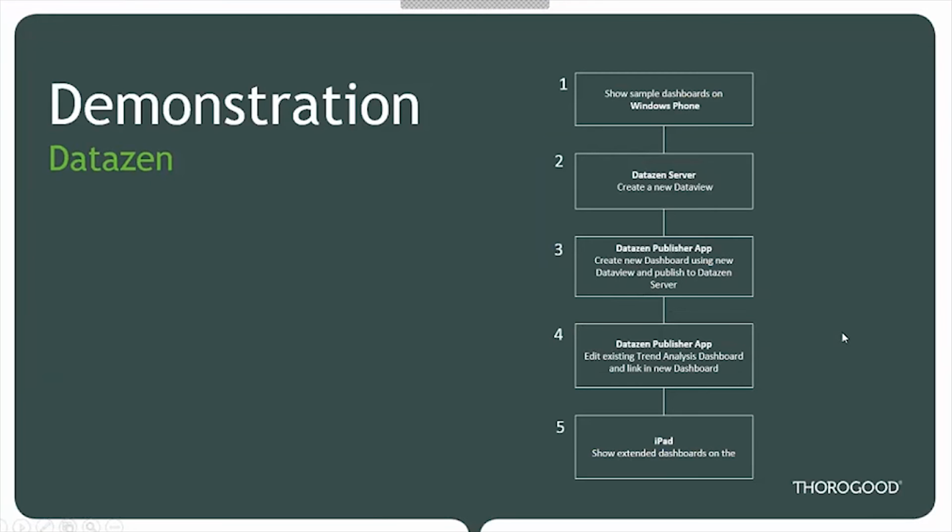And just to recap what we've seen. We started off on the Windows phone, and I was able to show you two dashboards and how they linked and some of the navigation that was available around those dashboards. We then dropped into the Datazen server through the browser. So I went back onto my laptop, we went into the browser, connected to the Datazen server, and we created a data view in one of our data sources connected to a SQL database. We then dropped into Datazen Publisher, the app, and there I created a new dashboard using the new data view.